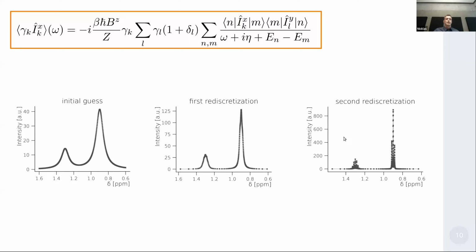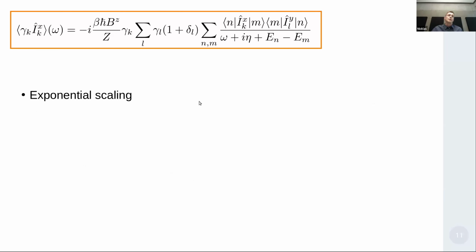Now, this is one part. The other part that's important to note here is that we need the full diagonalization of the Hamiltonian in order to calculate this formula. So what we can do is just perform the diagonalization. However, then we have a problem because we get exponential scaling as the Hamiltonian grows exponentially with each spin that you are adding.